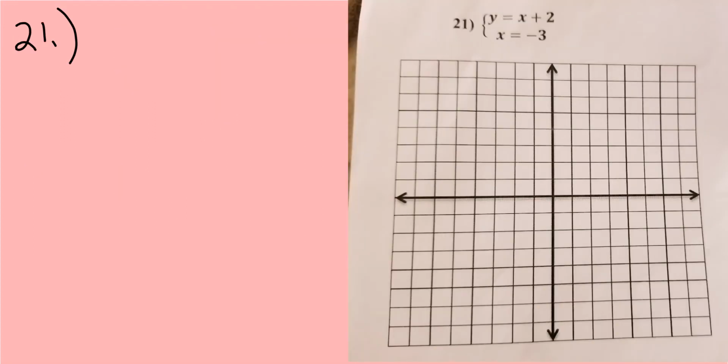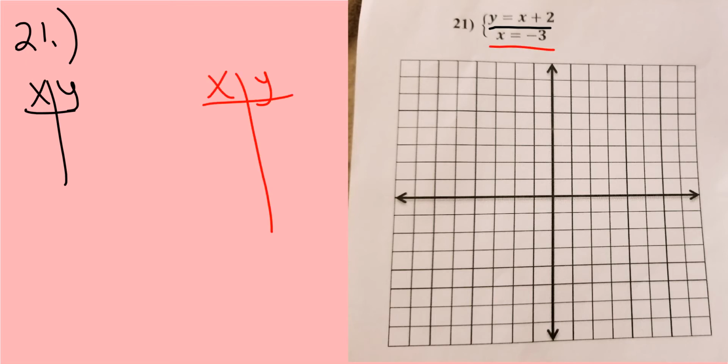Alright, so number 21, I'm going to make two XY charts. So I'm making an XY chart for the top line. I'm going to make an XY chart for the bottom line. Remember, you get to pick whatever you want for x in the top line. I'm going to pick negative 1, 0, and 1. So I take negative 1, I plug it in for x right there. I'm going to say y equals negative 1 plus 2. So y equals 1. I do the same thing for 0.